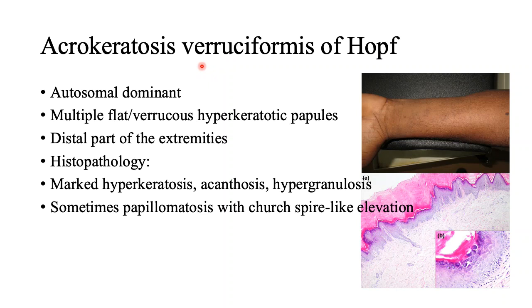Acrokeratosis verruciformis of Hopf is an autosomal dominant condition which shows verrucous hyperkeratotic papules in distal parts of the extremities, as seen in this picture. Microscopy picture we already discussed, where we will see marked hyperkeratosis, acanthosis, and hypergranulosis. Sometimes papillomatosis with church spire-like elevations of the skin is seen.